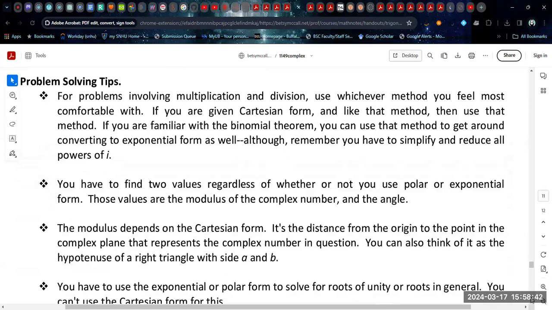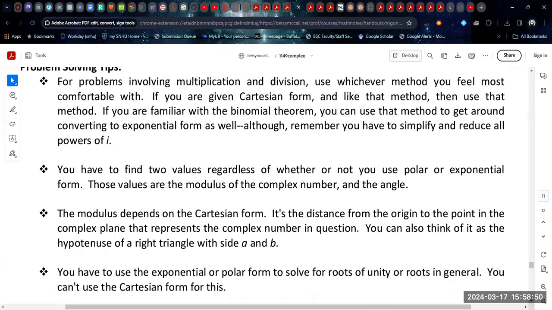For problems involving multiplication and division, use whichever method you feel most comfortable with. The amount of work in terms of converting and then putting it back again, particularly if the powers are not large, may justify just using the binomial theorem. But both of them require a bit of practice in order to get used to.